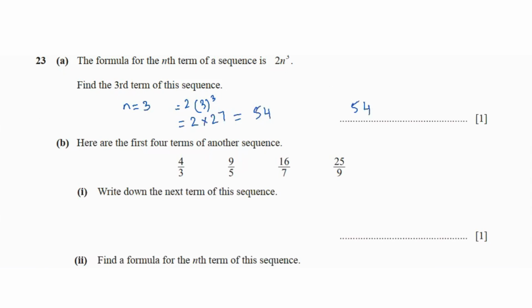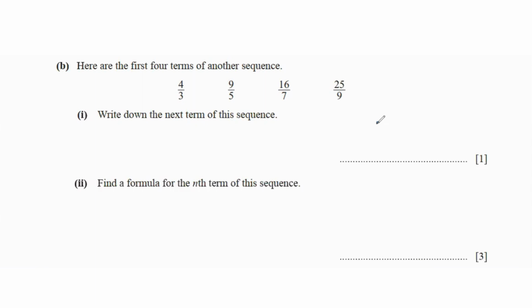Here are the first 4 terms of another sequence. Write down the next term of this sequence. Now, if you look at the numerator, we can see that they're all square numbers. 4 is 2 squared, 9 is 3 squared, 16 is 4 squared, and 25 is 5 squared. And if you look at the denominator, they're all odd numbers, and between each of them there's a difference of 2. So the next square number would be 36, and the next odd number is going to be 11. As you can see, there's a difference of 2 between each of the odd numbers, so 9 plus 2 would be 11.